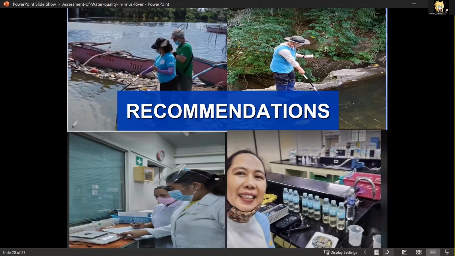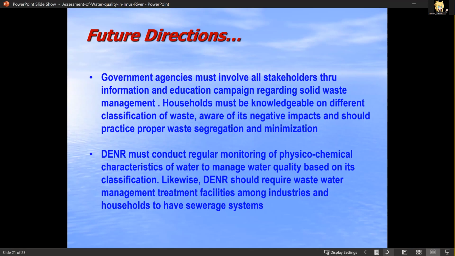Okay, so recommendations include: state government agencies must involve all stakeholders through information and education campaigns regarding solid waste management. Even households must be knowledgeable on different classifications of waste and be aware of its negative impacts and should practice proper waste segregation and minimization. So even the DNR must conduct regular monitoring of physical-chemical characteristics of water to manage water quality based on its classification. Likewise, the department or the DNR should require wastewater management treatment facilities among industries and even households to have a sewerage system.